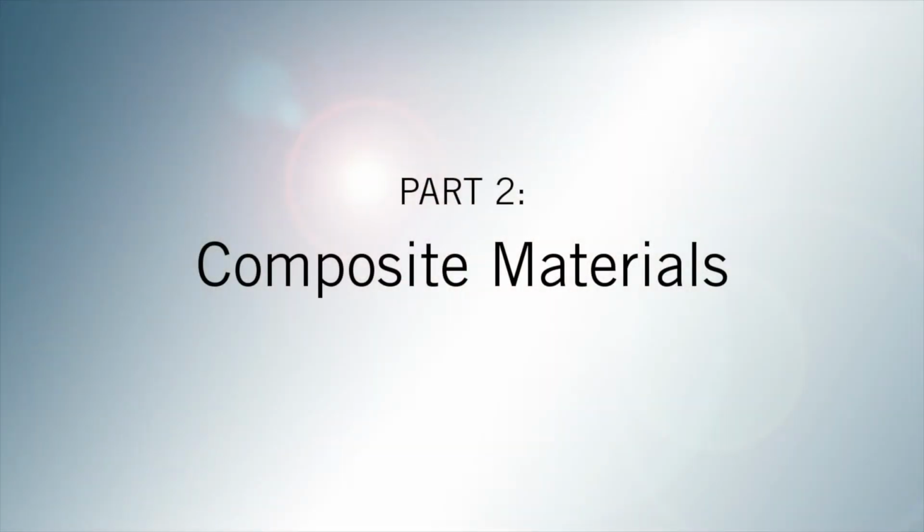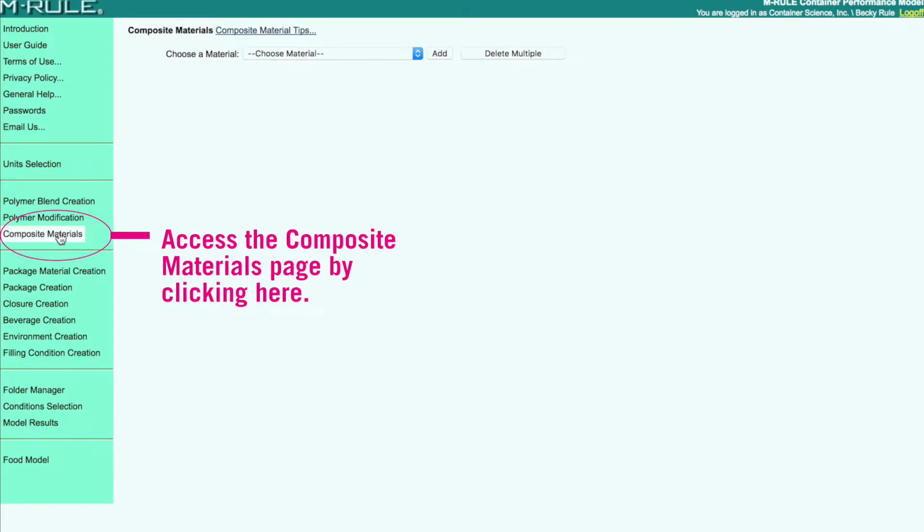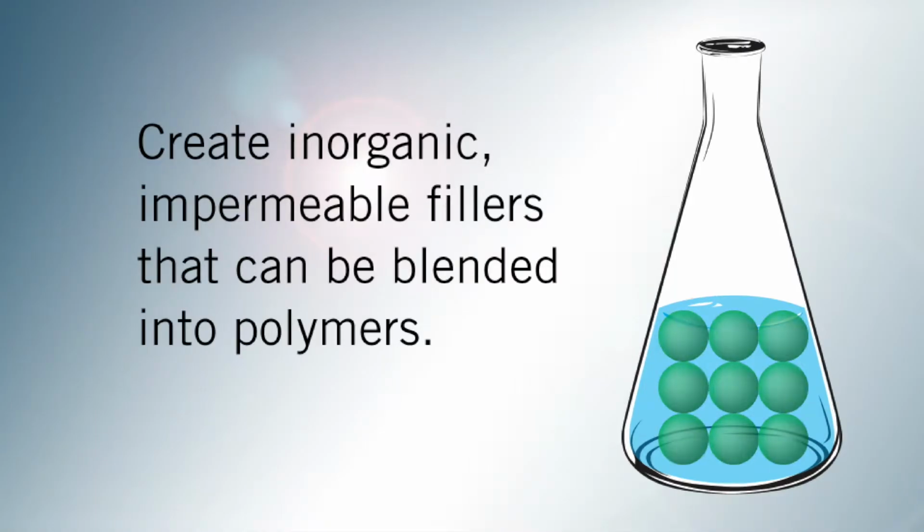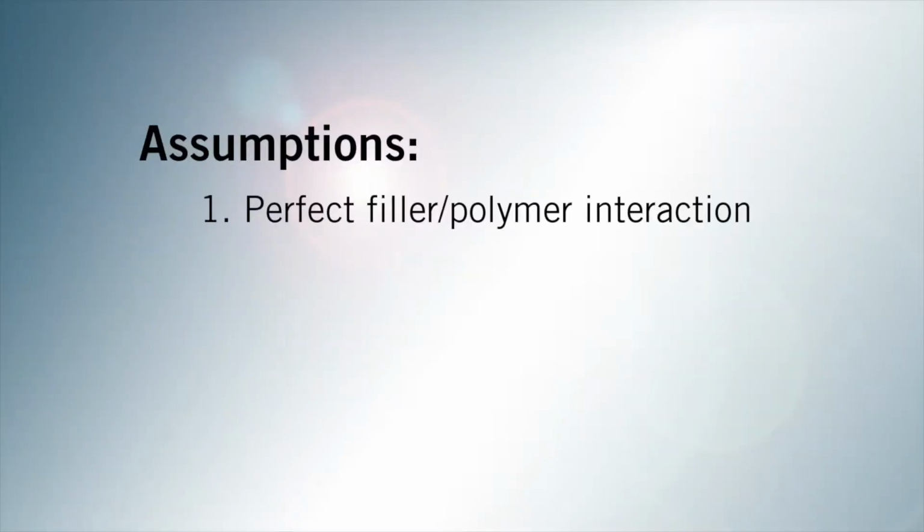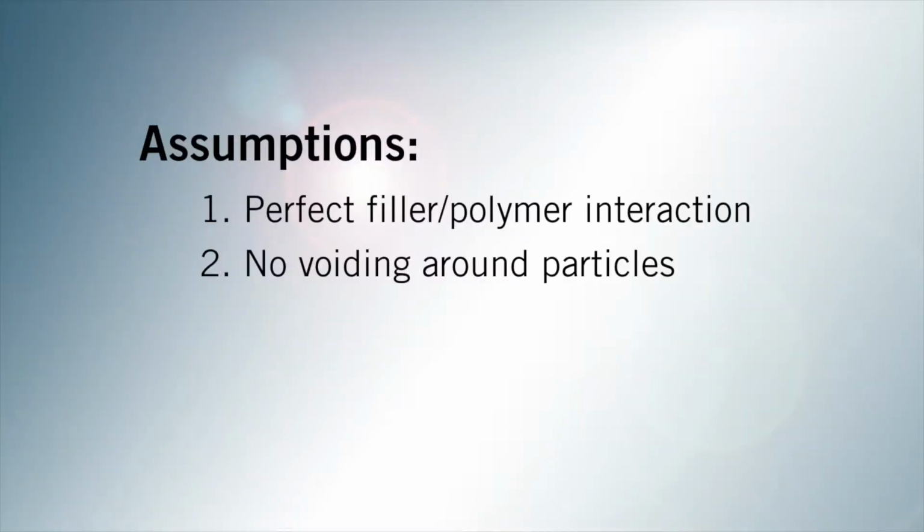The Composite Materials page allows you to examine the effects of hypothetical filler materials on packaging performance. It allows you to create inorganic, impermeable fillers that can be blended into polymers. The model assumes that there is perfect filler-polymer interaction and that there is no voiding around the particles that could affect the modulus or barrier enhancement properties afforded by the filler.